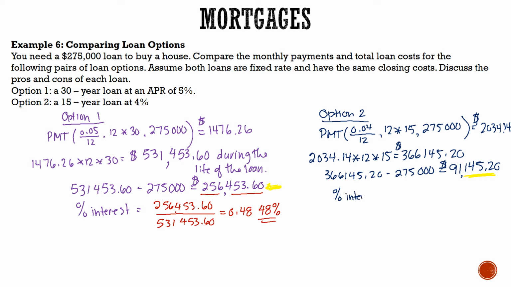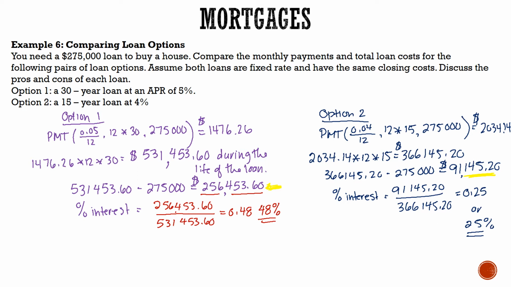So percent interest will be the amount of interest, the $91,145.20, divided by the total amount we paid, which is the $366,145.20. When we find that as a decimal, we have 0.25, or about 25% of the amount we paid in this mortgage is towards interest. So there is a little bit more clear number for us.